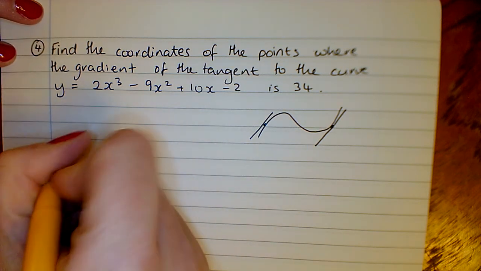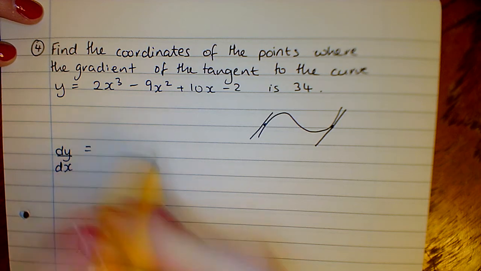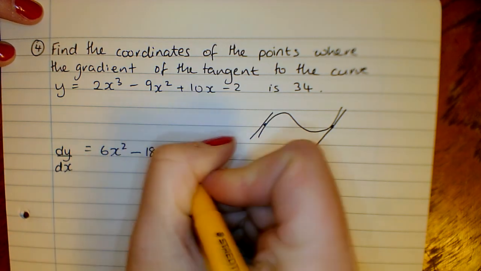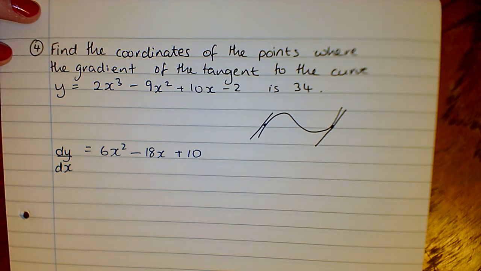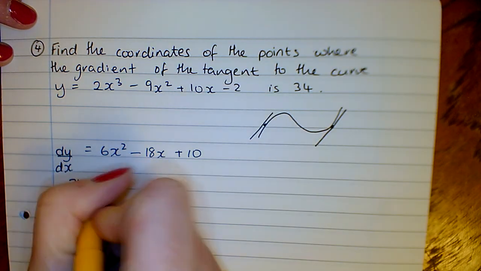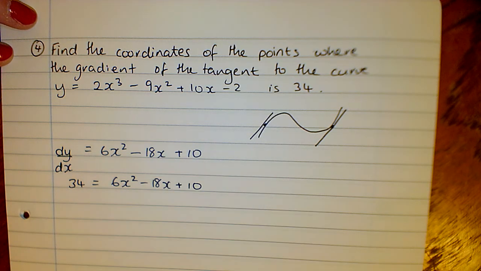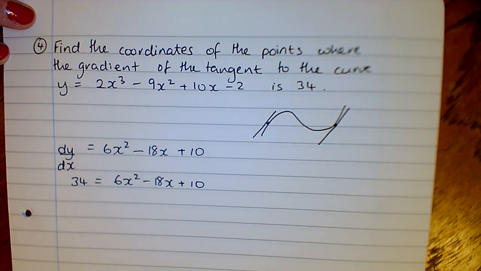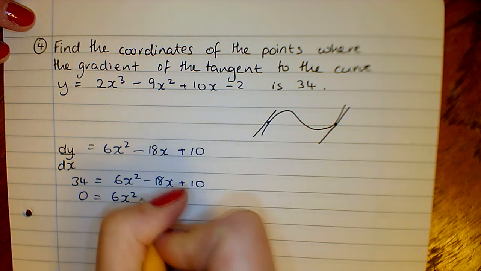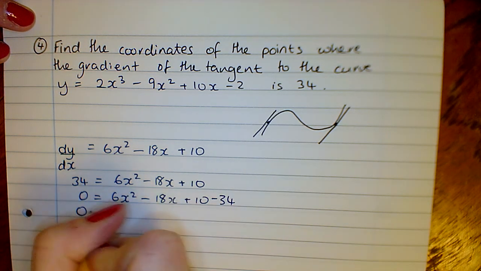So we're going to differentiate. This is about the gradient of a tangent. So 2 3s are 6x squared minus 18x plus 10 when we differentiate. This has to equal 34. Okay, and notice now we've got a quadratic to solve. So the last time we had a linear equation, now we have a quadratic. You know that that has to equal 0 to be able to solve it. So we'll have to bring the 34 across and take it away.